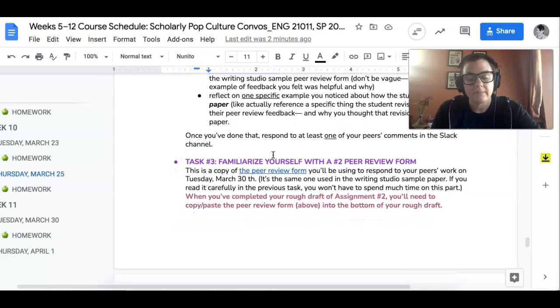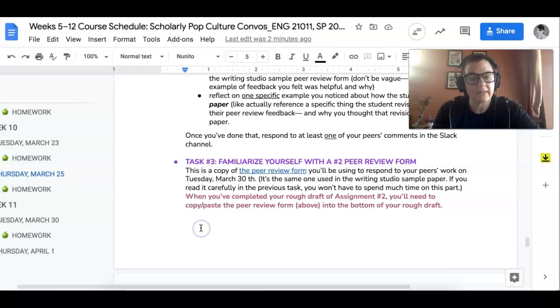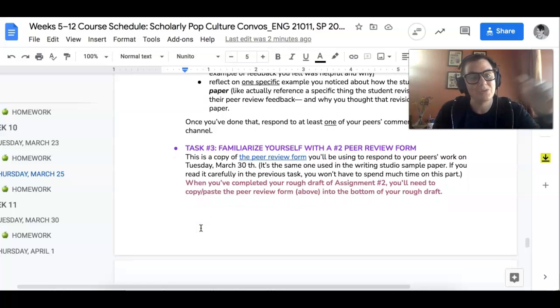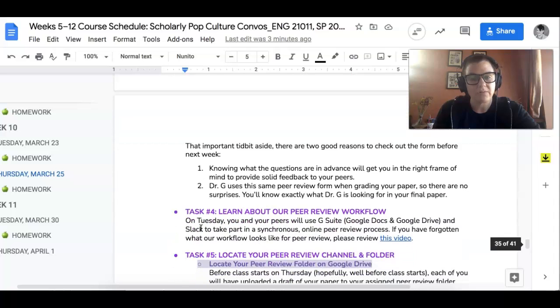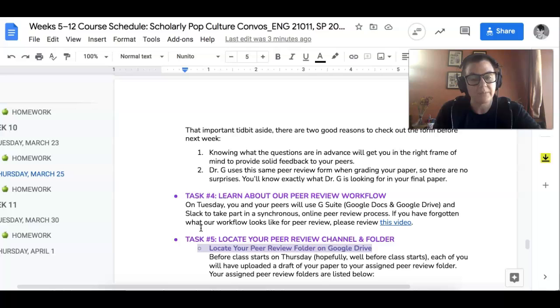Then many of you can probably skip this, but I do want you to familiarize yourself with the peer review form for assignment 2. So go ahead and check that out, because remember, you're going to need to paste that into the bottom of your assignment 2 draft. It should be pretty familiar because you'll have read the Writing Studio sample that uses that peer review form.